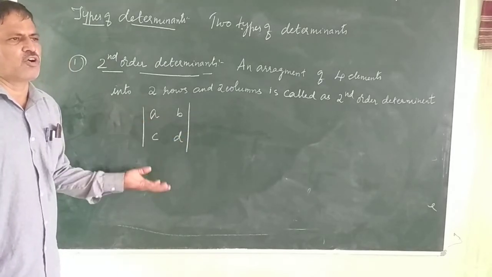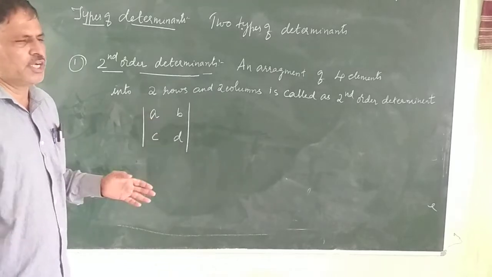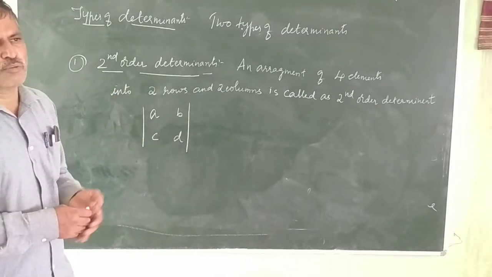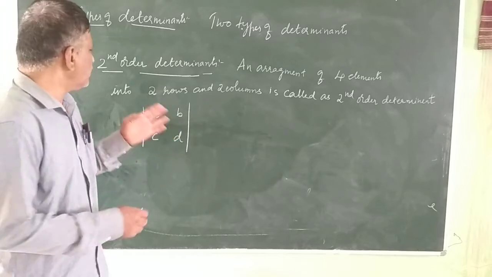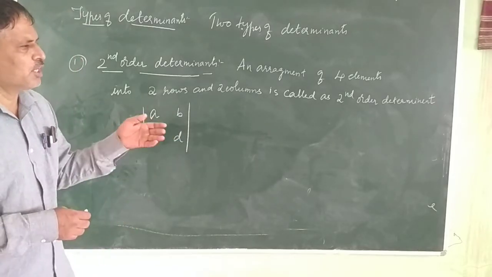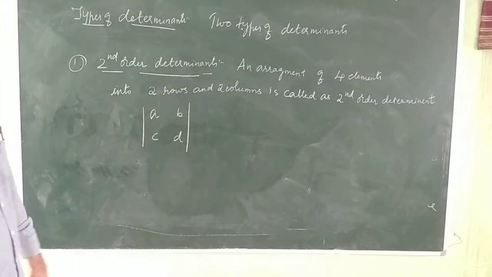Very clearly, rows and columns are equal. That is the best way we can do. Yes, 2 rows and 2 columns. So second order determinant is very clearly an arrangement of 4 elements into 2 rows and 2 columns. Please note down this example.